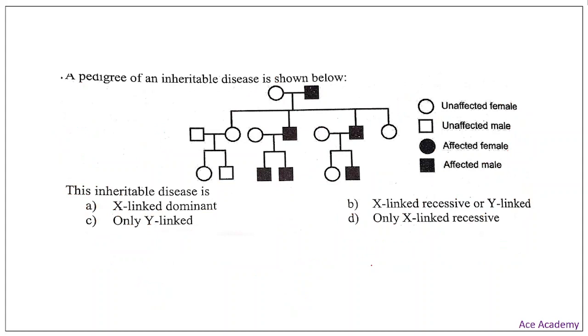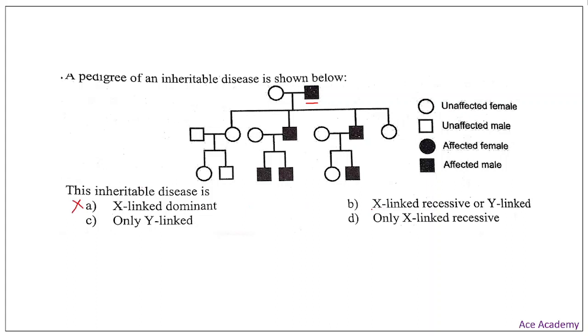The second question is, a pedigree of an inheritable disease is shown below, and they have also given us the key over here. The first option is X-linked dominant. Now I've just told you that to see if a trait is X-linked dominant, you just need to look at the father. If the father is affected, he is going to pass it on to all of his daughters. Here we can see the father is affected, but none of his daughters are affected. That means that the trait is not X-linked dominant.